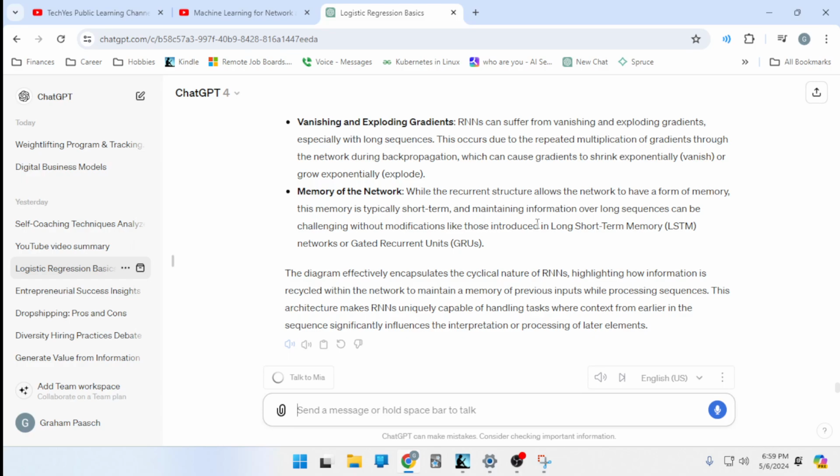The diagram effectively encapsulates the cyclical nature of RNNs, highlighting how information is recycled within the network to maintain a memory of previous inputs while processing sequences. This architecture makes RNNs uniquely capable of handling tasks where context from earlier in the sequence significantly influences the interpretation or processing of later elements. Alright.